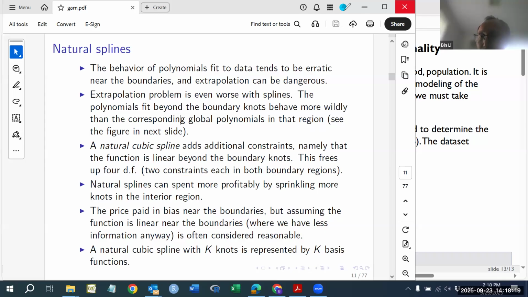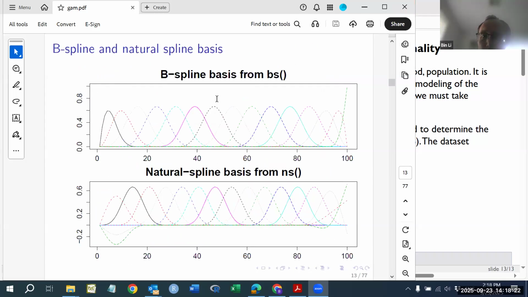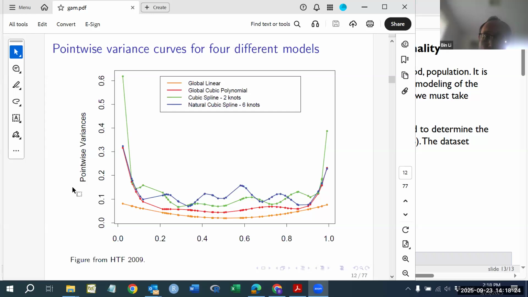Okay, so now let's see. This one shows the pointwise variance. That shows the boundary effect. You can see the global linear is very safe, because a linear function doesn't hurt too much outside the boundary. Because it goes in a linear fashion, it cannot go very quickly up or down, right? It's linear.